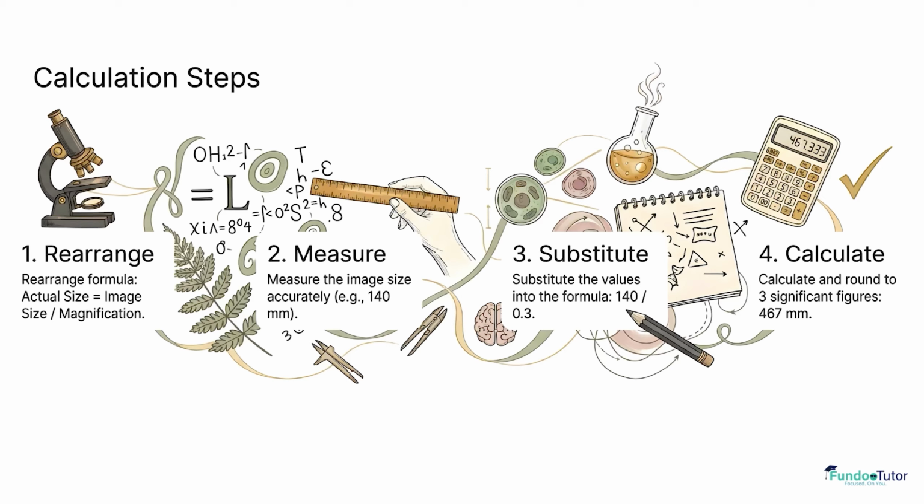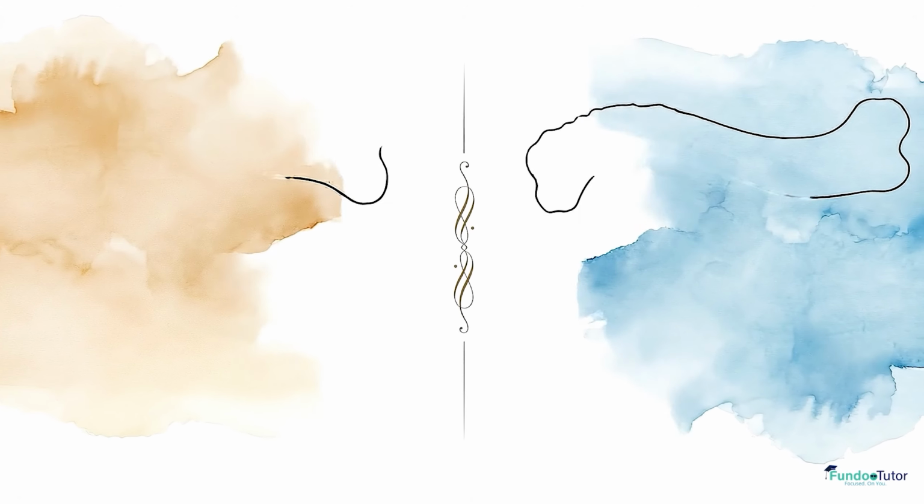Next, get your ruler and carefully measure the image size right there on your exam paper. Then, pop those values into your rearranged formula. And finally, do the math and make sure you round it to the right number of significant figures, which is usually 2 or 3.